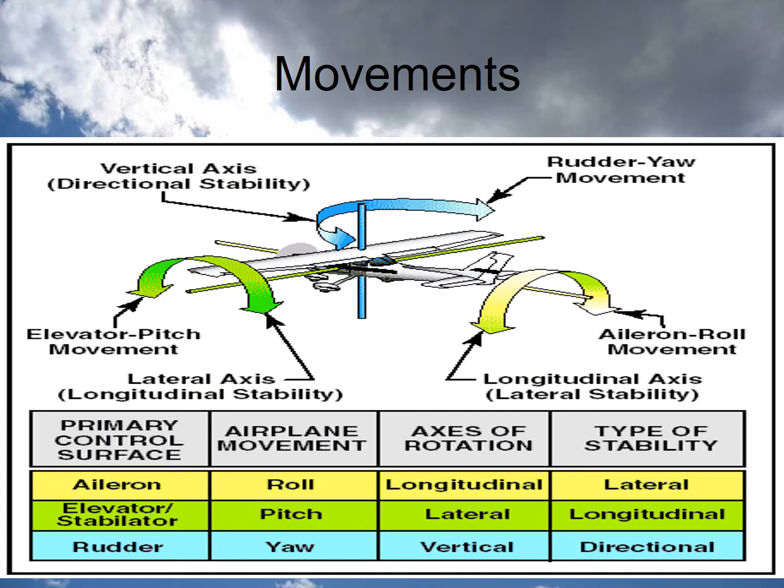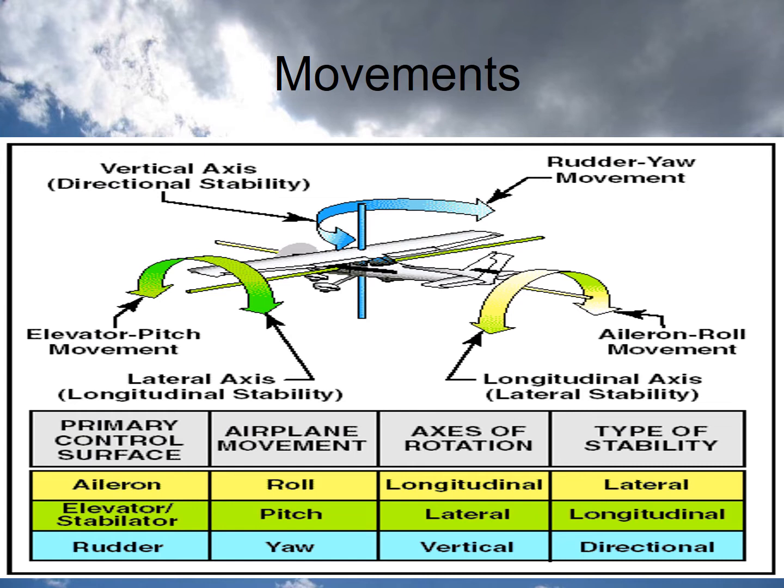And so the stability associated with the lateral axis is longitudinal stability, and the one associated with the vertical axis is called directional stability. And lastly, the stability associated with the longitudinal axis is referred to as lateral stability.